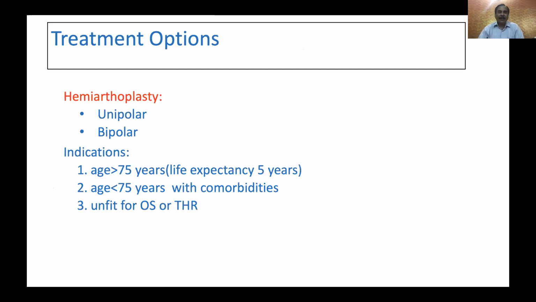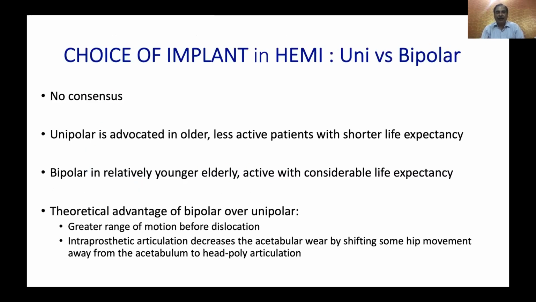So hemiarthroplasty is used when the patient is more than 75 years old. Mind you, most of it is physiological age, and also sometimes this 75 can be made 70 years, but the patient should have a life expectancy of not more than 5 years. So somebody who's 85 or 90, I'll have no hesitation in doing an Austin Moore, because that will be very quick. And if the patient is unfit for osteosynthesis or THR, again, a quick surgery like hemiarthroplasty can be done.